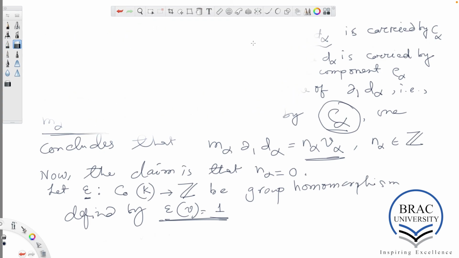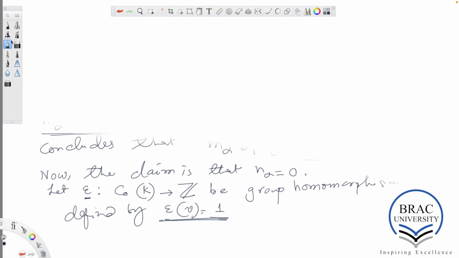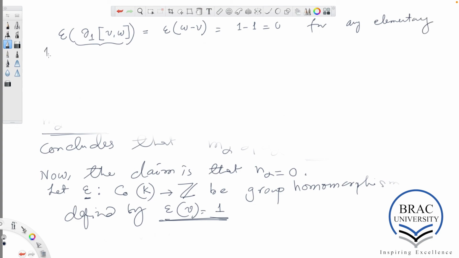So if you define this group homomorphism epsilon from the group of zero chains of K to the additive group of integers in this way, then we see that epsilon of delta 1, the boundary operator acting on this elementary 1 chain VW, is nothing but epsilon of W minus V, which is just 1 minus 1 equal to 0, from the definition of this map epsilon, for any elementary 1 chain V comma W.